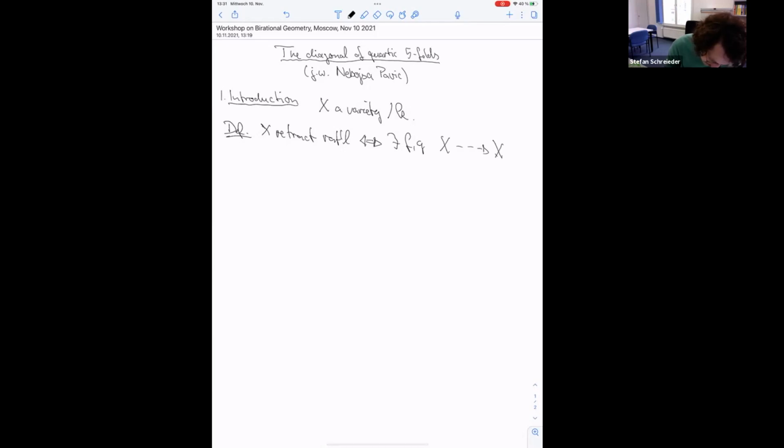So you regard the identity on X as a rational map, and then as a rational map, this should factor through projective space like this. So F and G are rational maps, and N is an arbitrary integer, but since the composition is the identity, it's dominant. So N has to be at least the dimension of X.